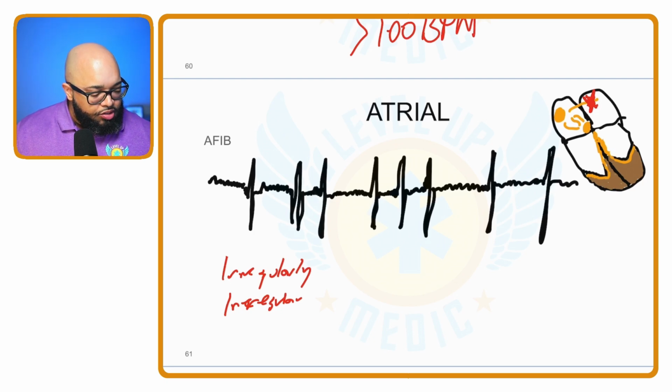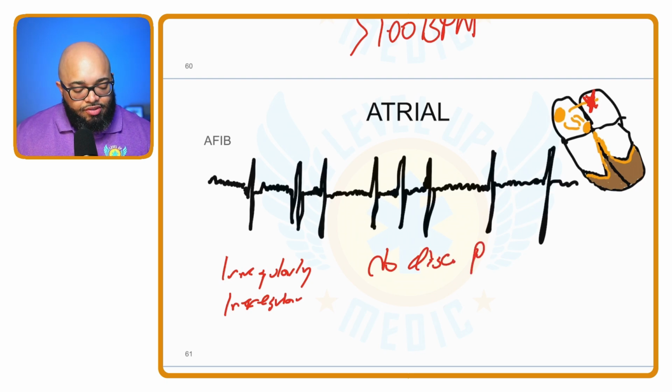So the other thing that you're going to notice with a-fib is you have no discernible P waves. So you can't really make out P waves. They're kind of there, but they don't look normal. Remember, a normal P wave should precede a QRS and it should be upright and rounded. We don't really have that.